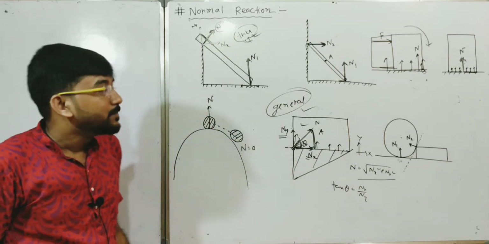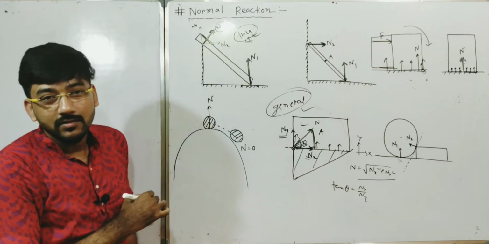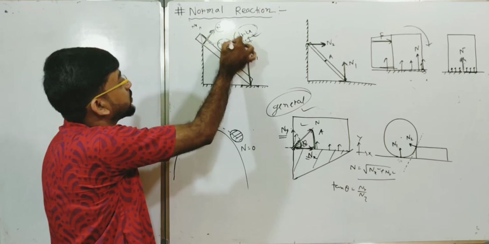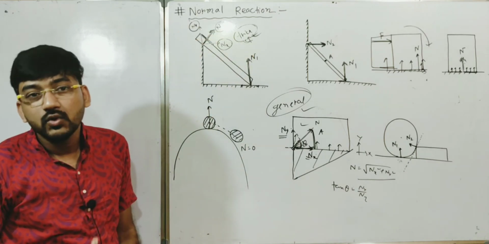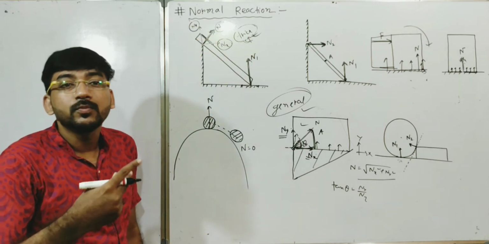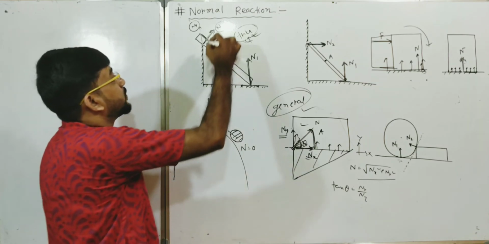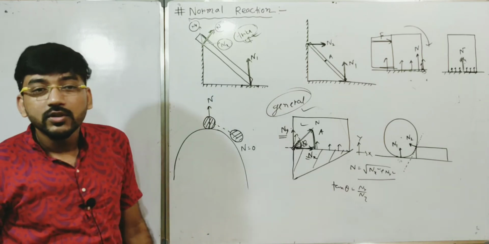Why? This is simple, we want to reduce the variable. If we split two components into two components nx and ny, then one variable is extra here. Two normal reactions, we have to solve for two normal reactions, so we need one extra equation. But if we draw this kind of normal, then we don't need these things.